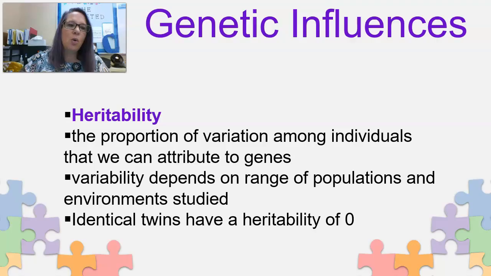Genetic influences. So intelligence to a certain degree is genetic. To a certain degree, not completely. Okay, so we talk about this concept of heritability. So the variation, that word variation is really important. Underline that. Okay, the variation among individuals that we can attribute to our genes. So the variability here depends on the population and the environment that you grow up in. It's said that identical twins have a heritability of 1. Okay, so in general, their intelligence should be virtually the same.